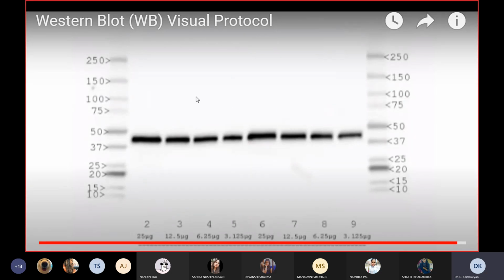Okay. So you can actually see, as the protein concentration increases, the signals also are much better, right? So that is all about Western blots, all the hybridization techniques. I'm sorry this class took a little longer, but I think it's worth it.